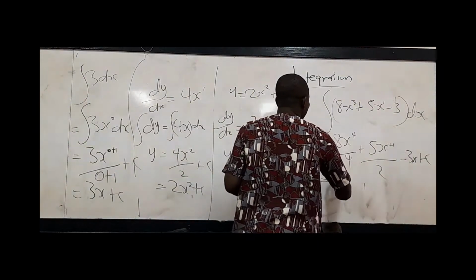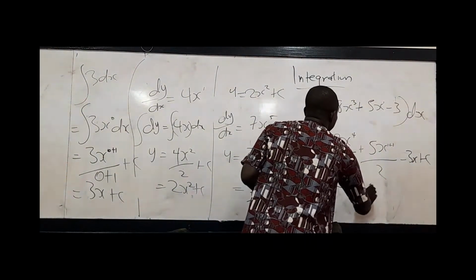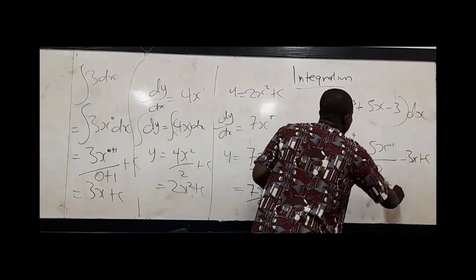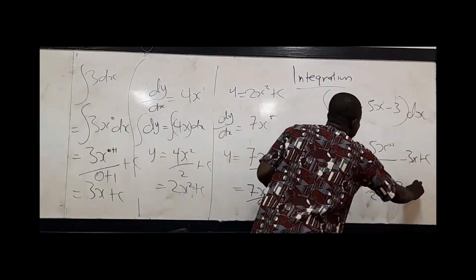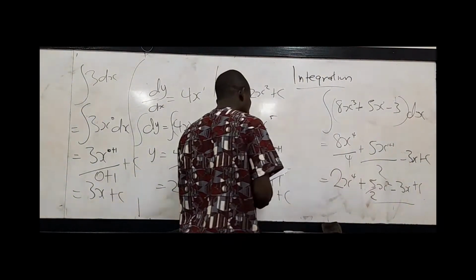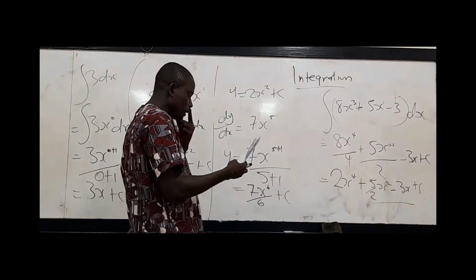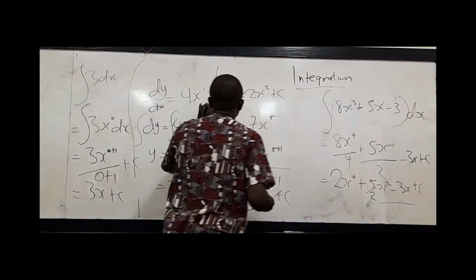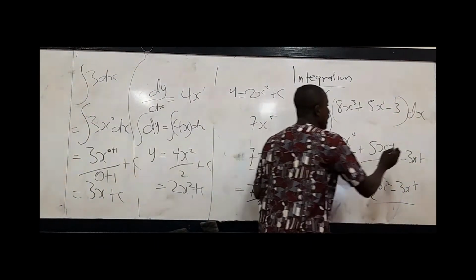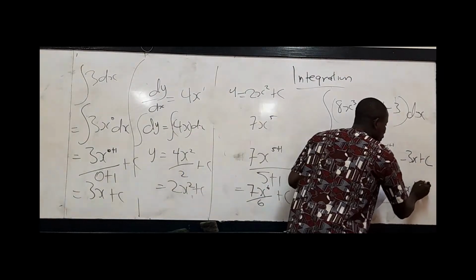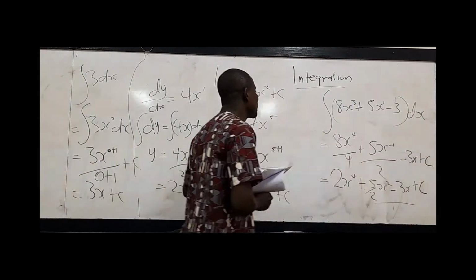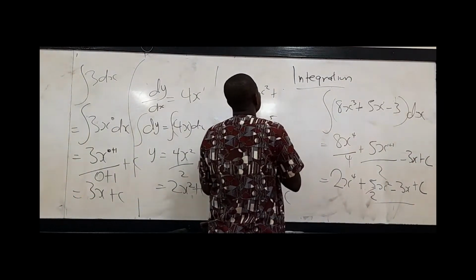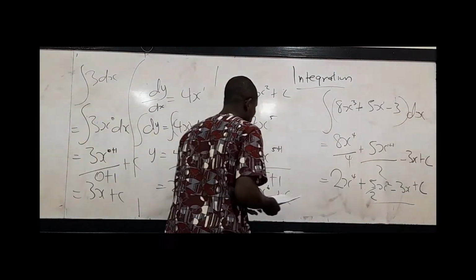So this one cancels, and we write 2x^4 plus 5 over 2 x squared minus 3x plus c. This is what you are supposed to get. So that is that. Let me write the c well, otherwise somebody will think otherwise. Where c is the integration constant. That's it.